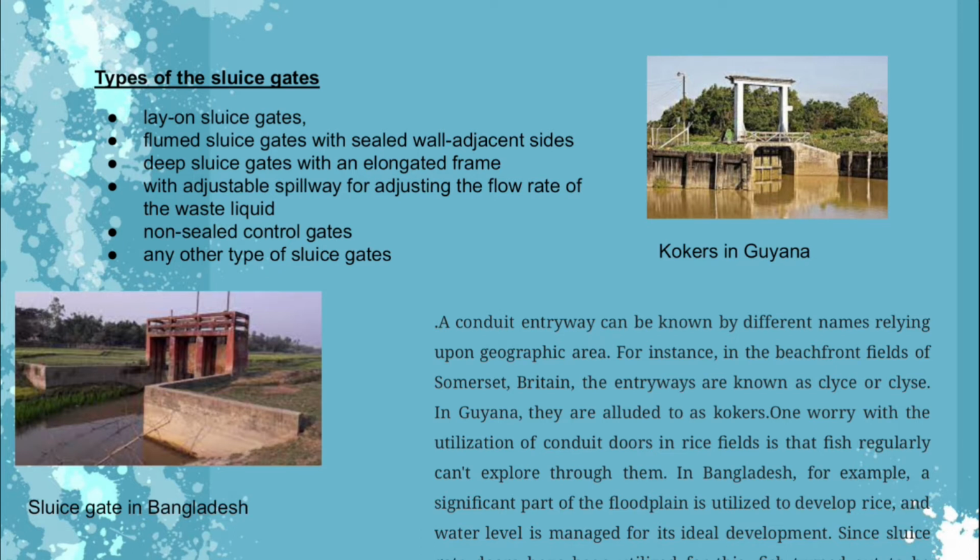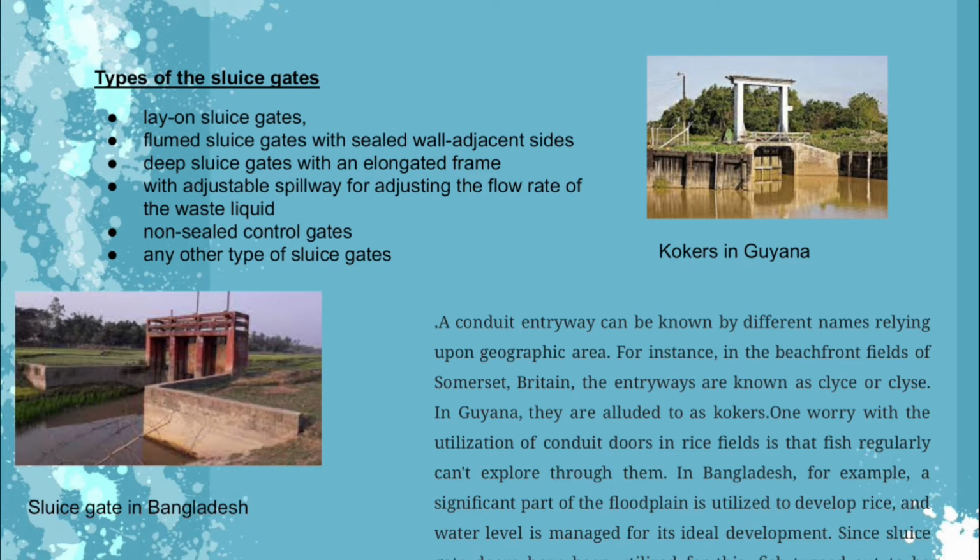For your information, a conduit entryway or sluice gate can be known by a different name relying upon geographic area. For instance, in the beachfront field of Somerset, Britain, the entryways are known as cycle. In Guyana, they are alluded to as cokers.